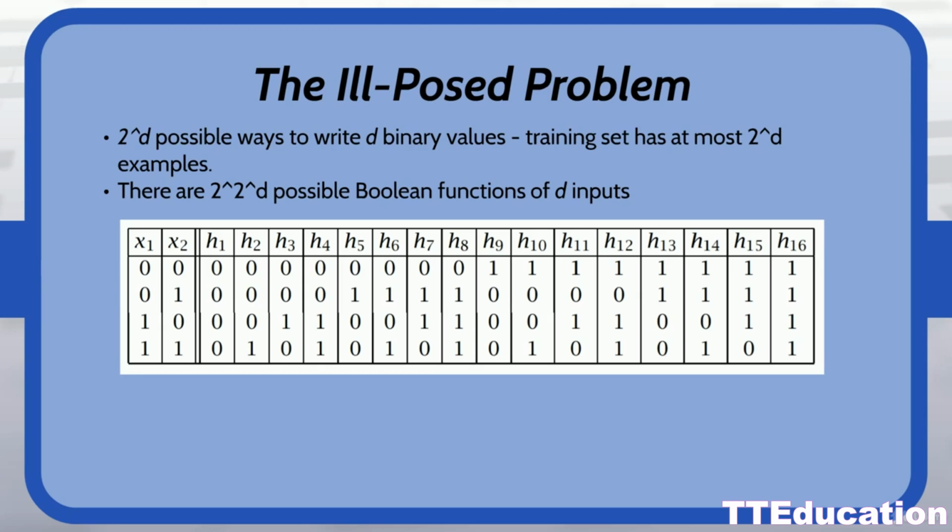In general, mathematically, there are 2 to the power of d possible ways to write d binary values. Since we have 2 values here, x1 and x2, there are going to be 4 possible ways to write these Boolean inputs. The training set has at most 2 to the power of d examples, so at most 4 examples for this particular problem. And then there are going to be 2 to the 2 to the d possible Boolean functions of d inputs. So in this scenario, since we have 2 inputs, we are going to have 16 individual unique hypotheses, and any one of them could be correct.